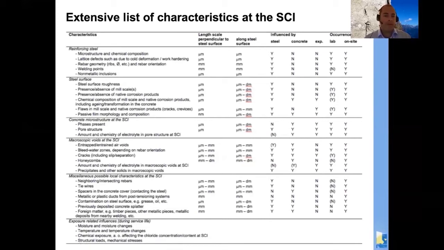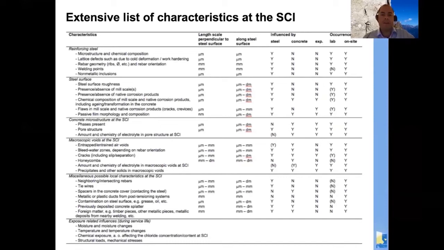And then we have a lot of different miscellaneous possible local characteristics, such as tie wires, spacers, ducts, and so on. I will show a couple of examples there. In this table, we also looked at where those features are, if they are along the steel surface and on what scale.